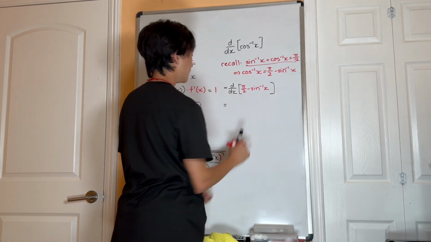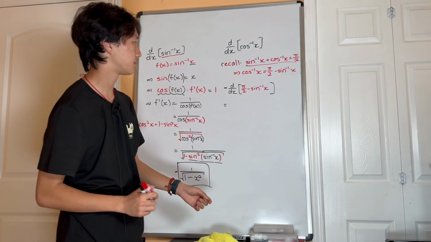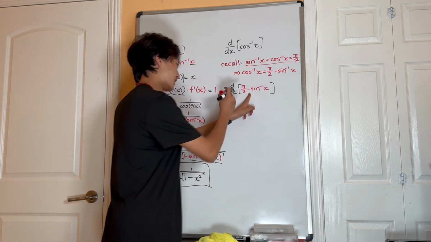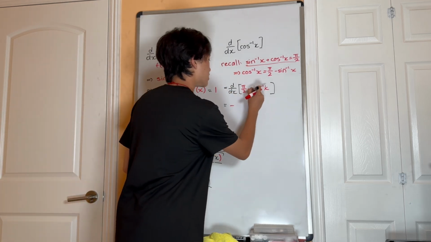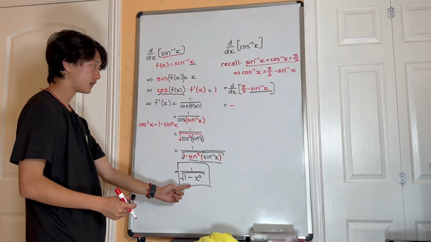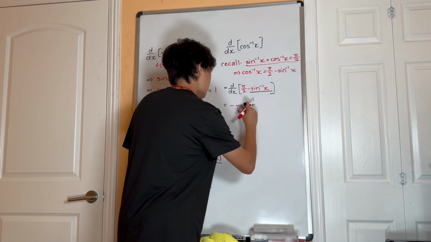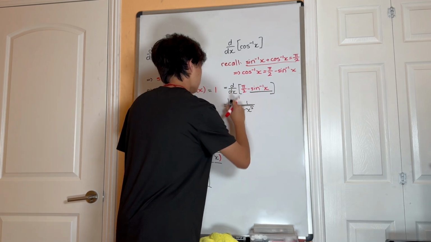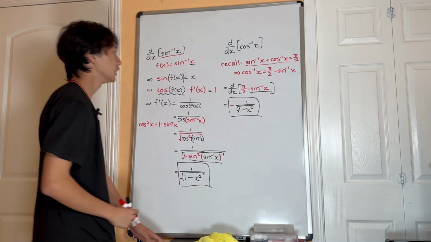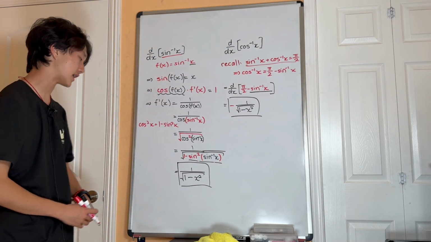Okay, now we can differentiate. Differentiating this first term, it just goes to 0 because it's a constant. And then differentiating the second term, there's a negative sign, and then we can differentiate the meat of the problem, the inverse sine of x, which is just that. So you just get 1 over root of 1 minus x squared. This is the derivative of inverse cosine, and this is the derivative of inverse sine.